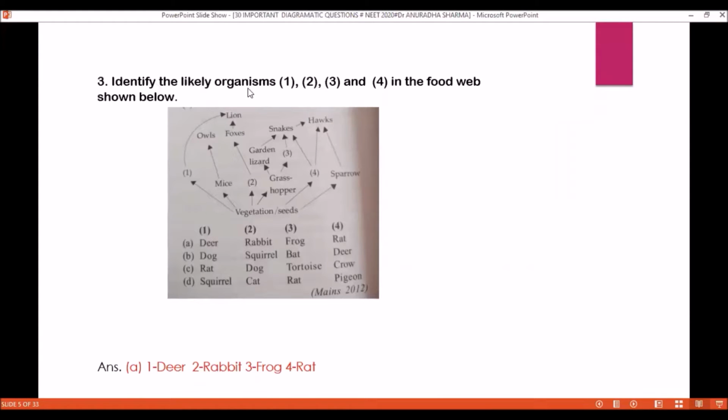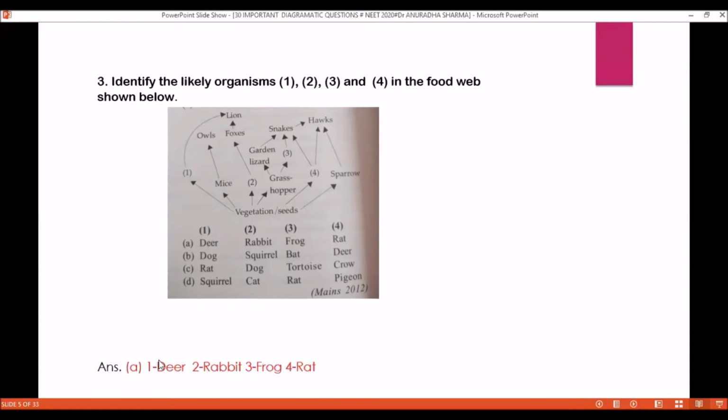Now identify the likely organisms 1, 2, 3 and 4 in the food web which is shown in the figure. This is the diagram showing the food web. Now a food web consists of all the food chains in a single ecosystem. Each living organism in an ecosystem is a part of multiple food chains. Each food chain is one possible path along which energy and nutrients move through the ecosystem.